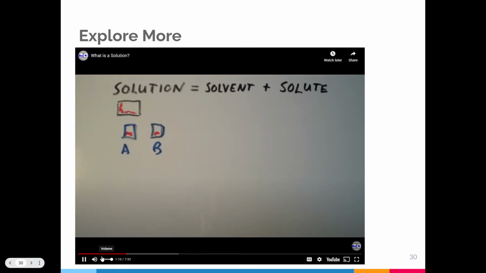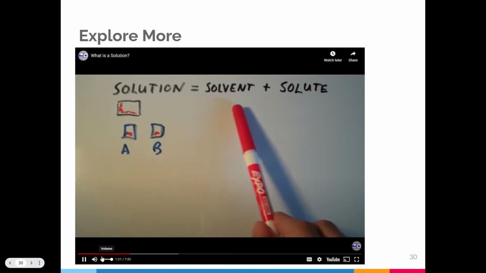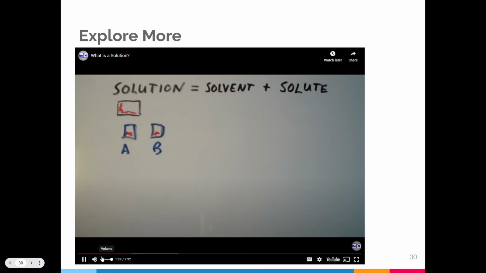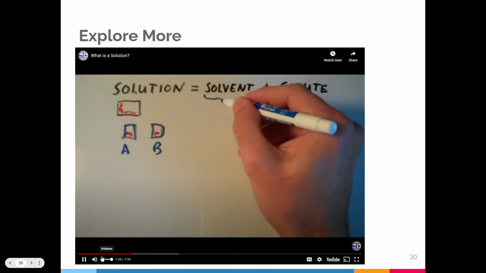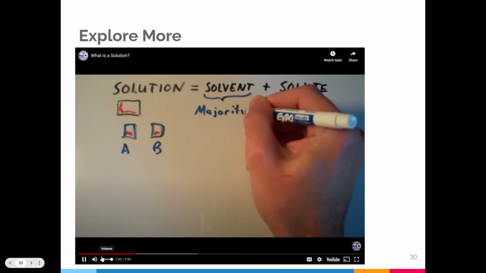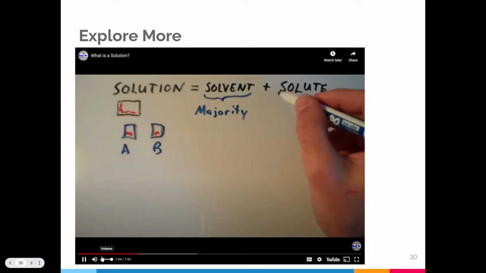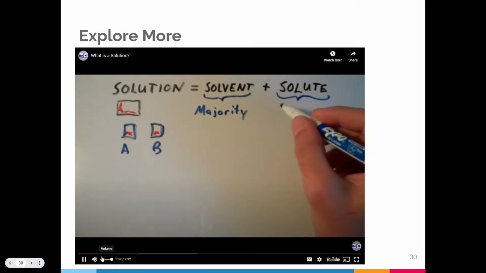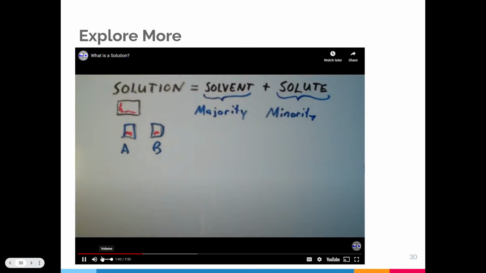Now, a solution generally has two components, and those components are the solvent and the solute. The solvent of a solution is the majority component. And the solute of the solution is the minority component. So, in other words, the solvent is the substance that does the dissolving, and the solute is the substance that becomes dissolved.